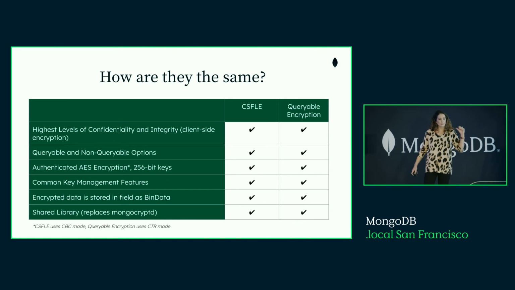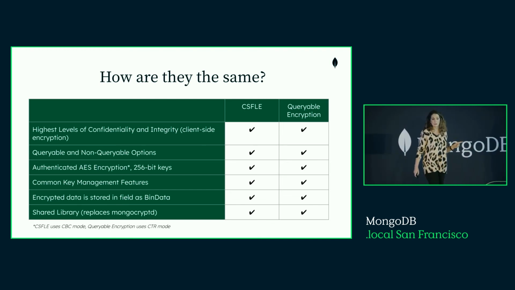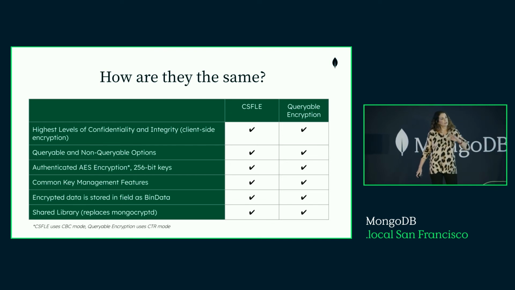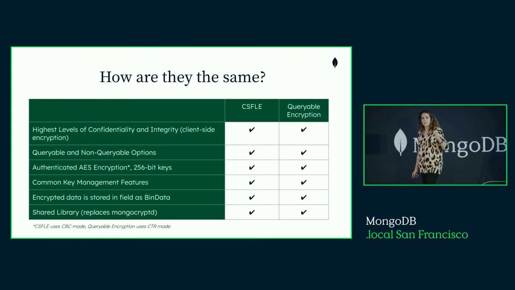So how are they the same? Both provide the highest levels of confidentiality and integrity. Again, these are authenticated AES 256 solutions. They both have queryable and non-queryable options. With CSFLE, you can do random encryption or you can do deterministic encryption. Now, deterministic encryption is still a very strong encryption solution if you have high cardinality data. If you have a piece of data where there are 5 possible values, that's when something like deterministic becomes subject to what are called inference attacks.